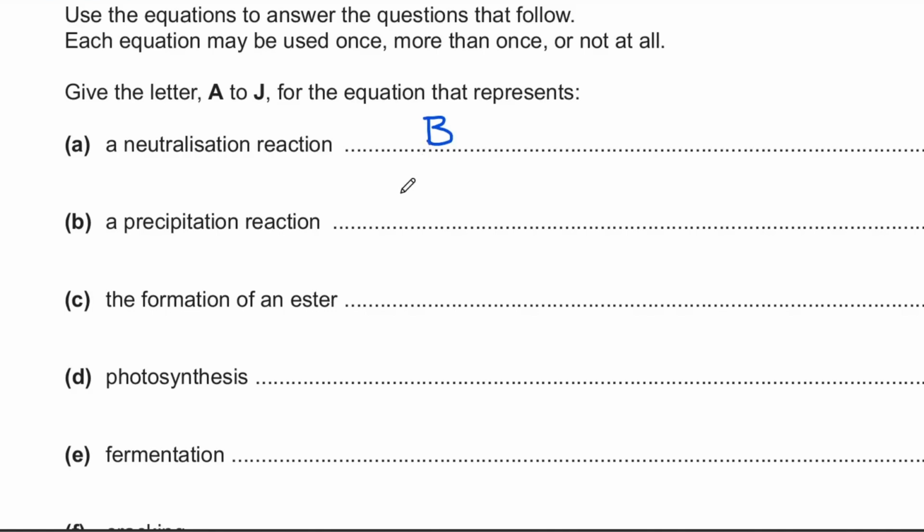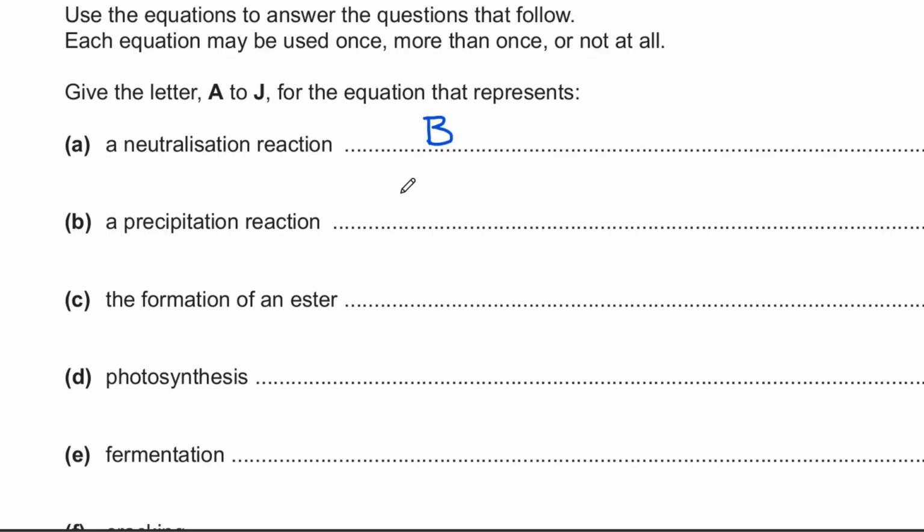Now, common mistake. Some students pick any equation with an acid in it. That is wrong. A neutralization reaction must involve hydrogen ion and hydroxide ion forming water. So you must see the H+ plus OH- giving H2O. So whenever you see that, it's always neutralization.